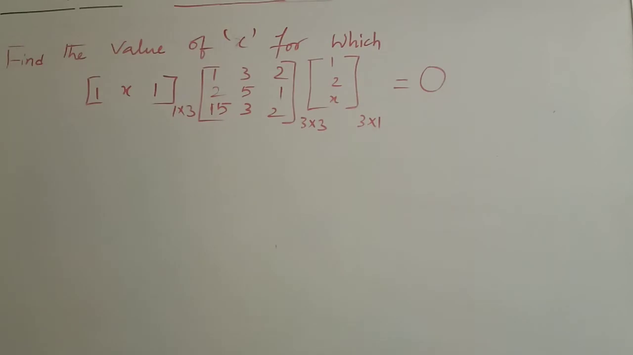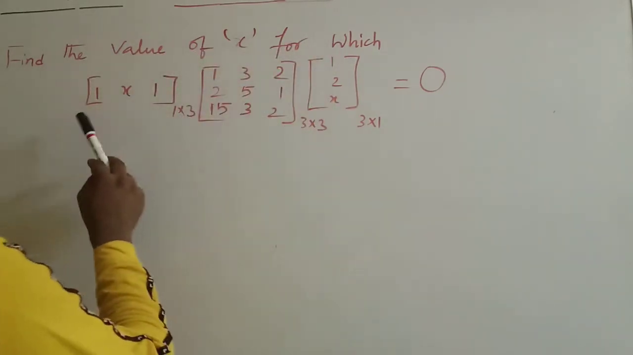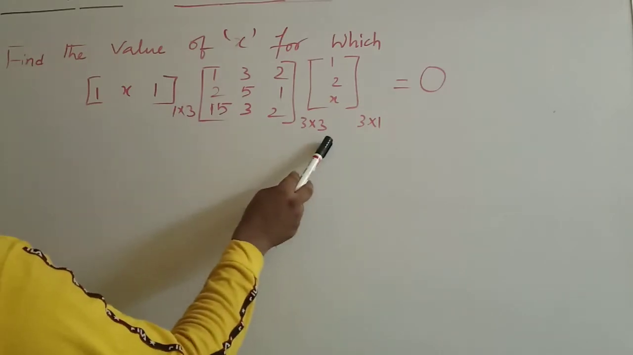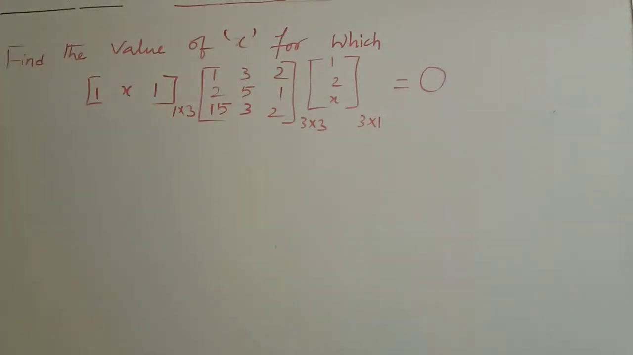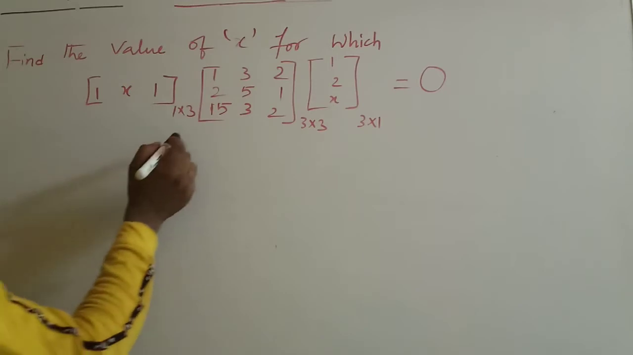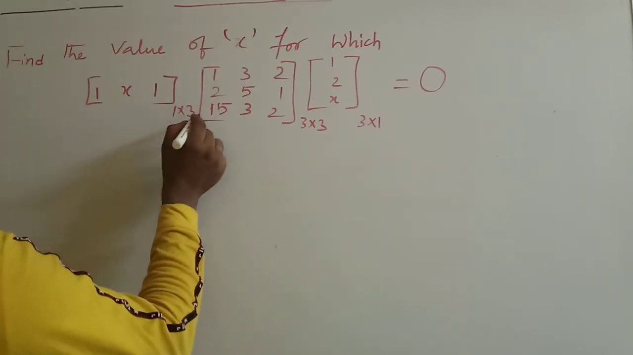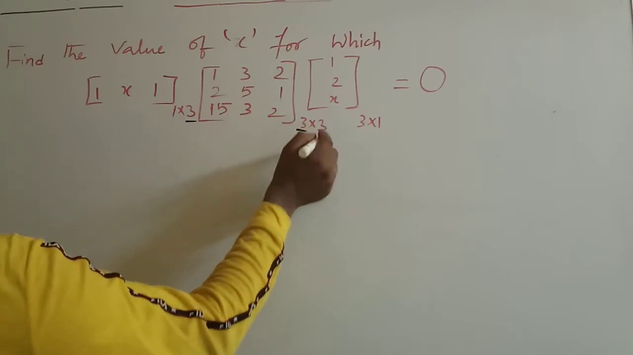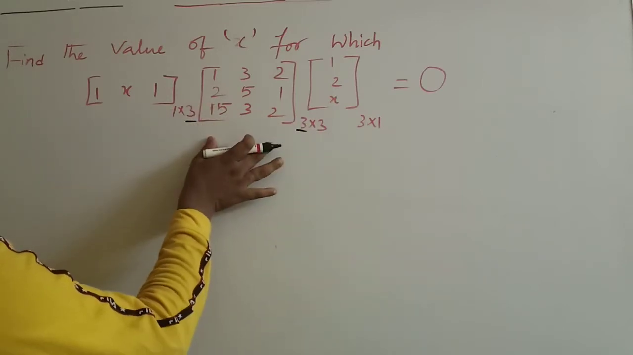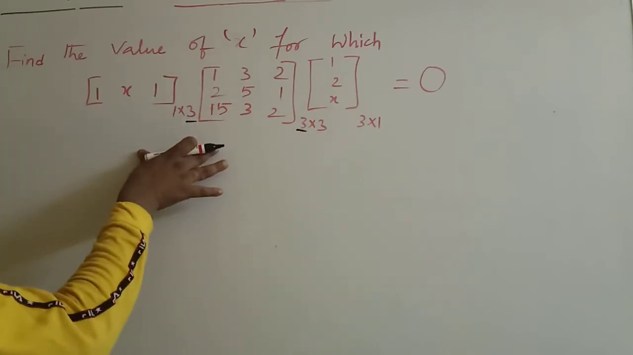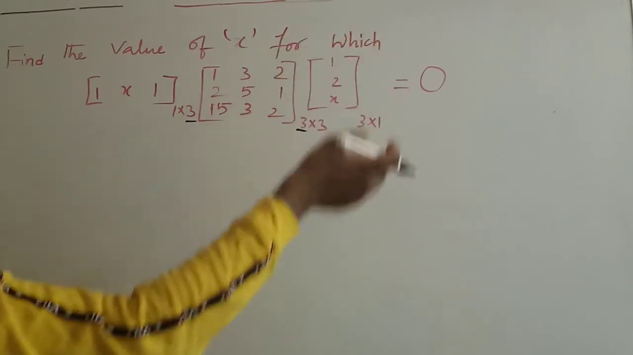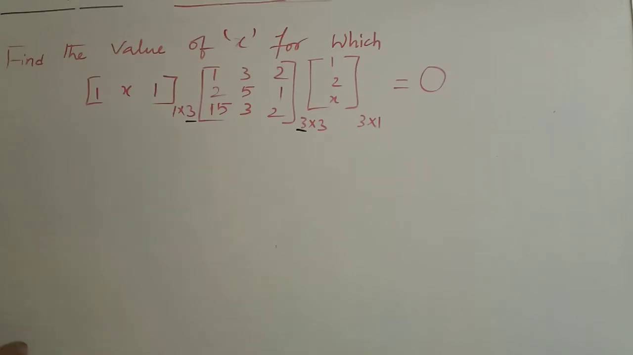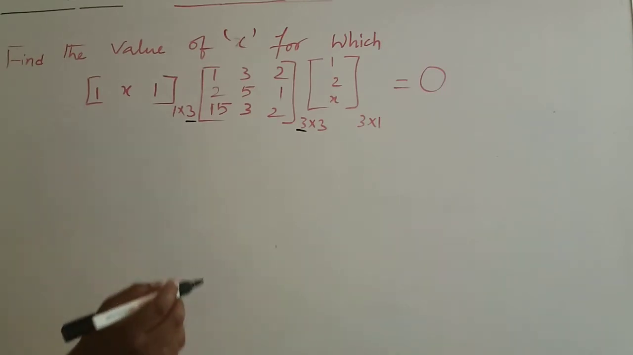Alright, let's move on to problem number 8. Find the value of x for which the 1 by 3 matrix and the 3 by 3 matrix multiplied with the 3 by 1 matrix is equal to O, which is the zero matrix. So first what we need to check is that the number of columns of the first matrix is equal to the number of rows in the second matrix, so that it is possible to multiply. So let me multiply this first, and then you get a row matrix, then multiply that with the last one to get your answer. So let me solve it now so that you can understand clearly. So now I am directly doing the multiplication.